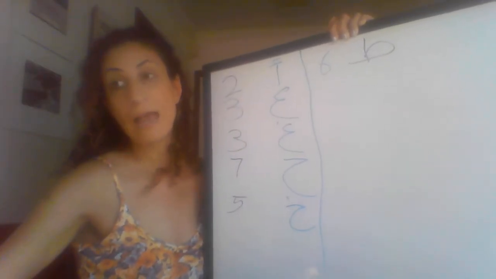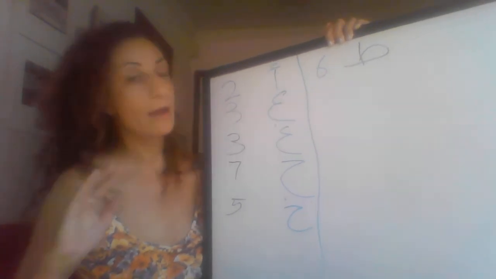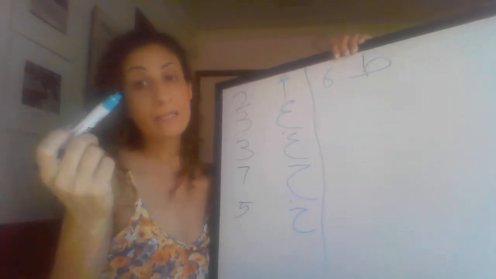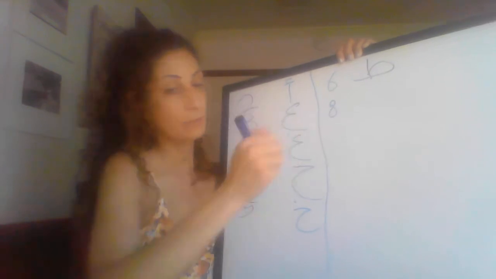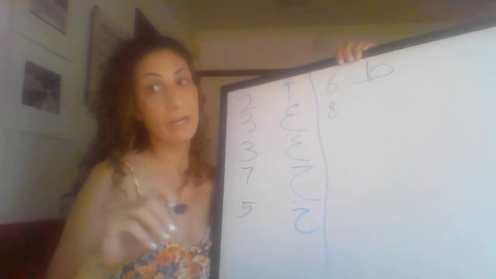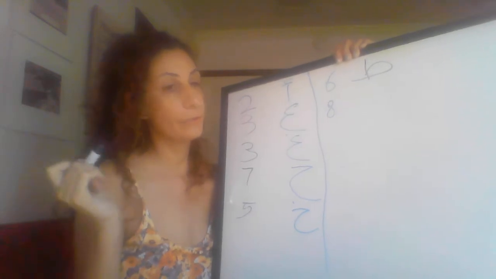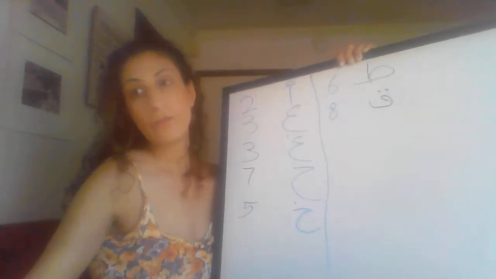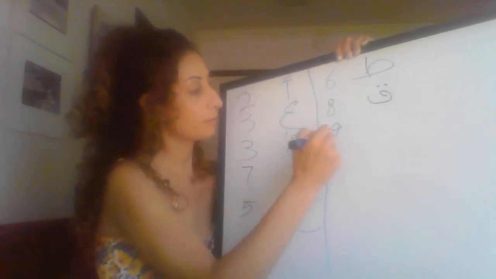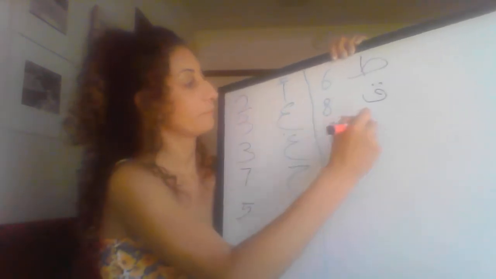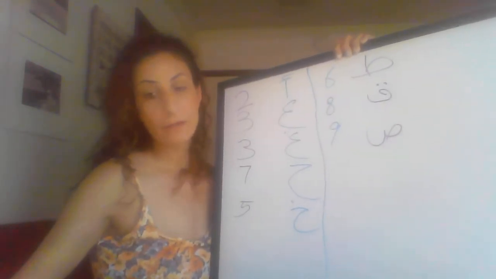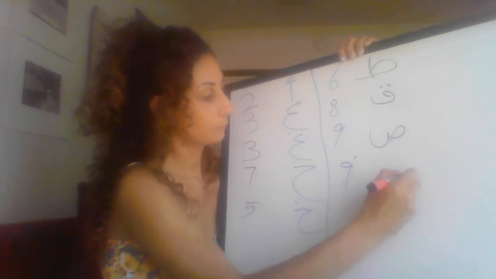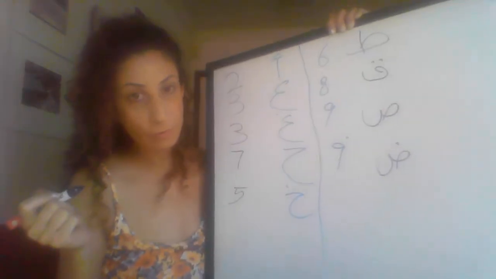Now, let me see. We have the 9 and 8. I have to cheat for 8 and 9 because these are the very rare ones. If you're learning Levantine Arabic, we rarely use them. So 8 is Qaf. The next one is 9, which is Sad. And 9 with a dot is Da. Okay, I hope you're able to see them all.